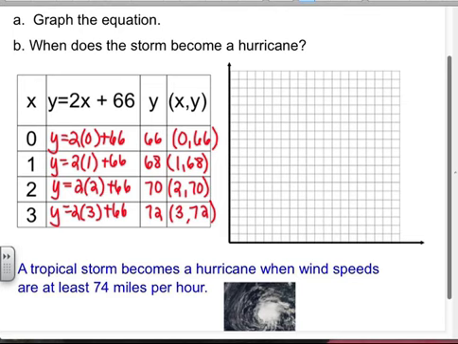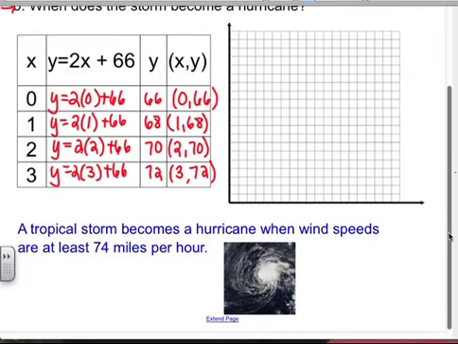Question B says, right here: when would the storm become a hurricane? Well, I don't know. What do you know about hurricanes? I don't know very much, but we're told here on this slide that a tropical storm becomes a hurricane when the wind speeds are at least 74 miles an hour. So this is when we reach hurricane status.